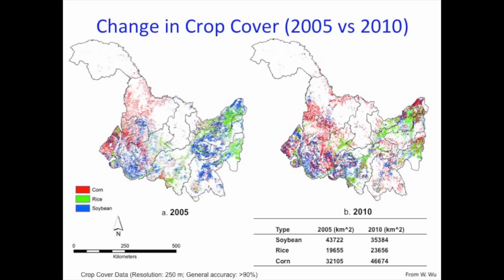And here is a map showing the changes in crop cover. The soybean area in 2005 compared to 2010 was much more, but it decreased over time, and cornfield has increased a lot from the reduction in the soybean, right? Because the price of soybean from Brazil is much lower, so the farmers in China could not compete with that.